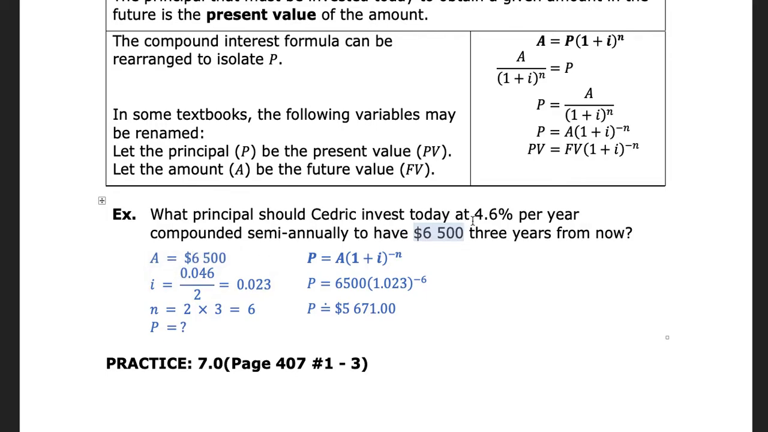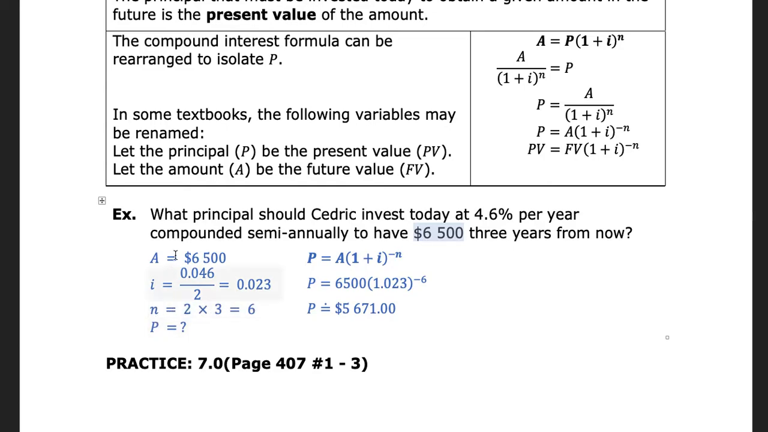The interest rate at 4.6 per year is compounded semi-annually. So I have to divide by 2 because at each compounding interval, it will be half of the annual percentage rate, which is 0.023. And 3 years from now, we have to think of how many times are we calculating interest if it's semi-annually, which is twice per year for 3 years. Twice per year for 3 years is a total of 6 compounding calculations or compounding intervals.